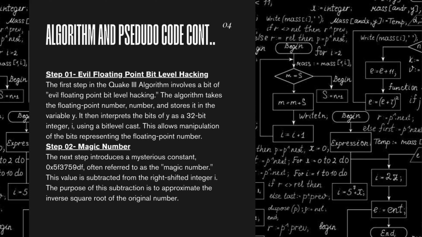The next step introduces a mysterious constant that you can see in the code, often referred to as the magic number. This value is subtracted from the right-shifted integer i. The purpose of this subtraction is to approximate the inverse square root of the original number. We will discuss the magic behind this when we are done discussing the rest of the code.